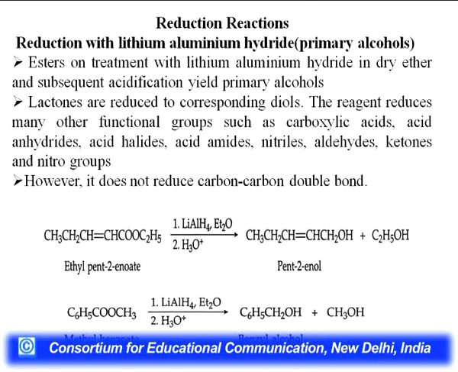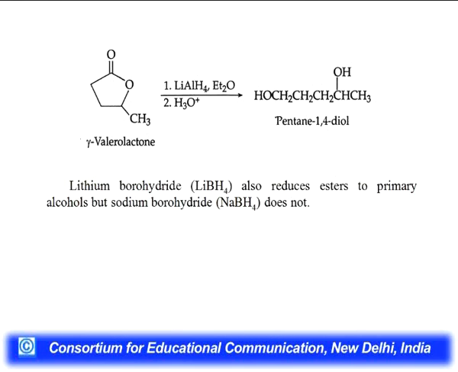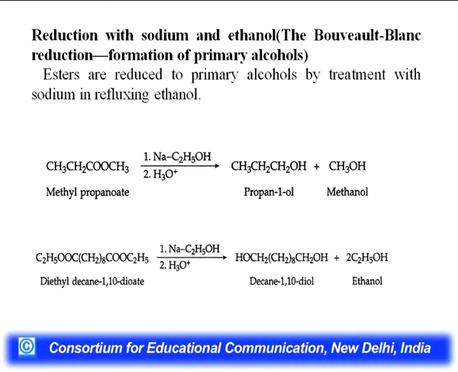And you can see the example: ethyl pent-2-enoate when reduced by lithium aluminium hydride, and after hydrolysis, will give you pent-2-en-1-ol, and methyl benzoate will give you benzyl alcohol. Gamma valeriolactone will give you pentane-1,4-diol on reduction with lithium aluminium hydride. Lithium borohydride also reduces esters to primary alcohols, but it must be noted that sodium borohydride does not reduce them.